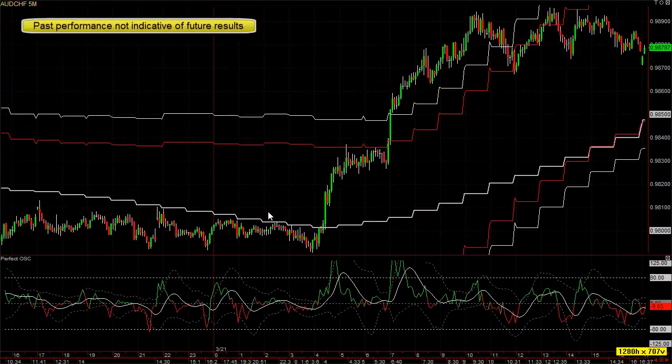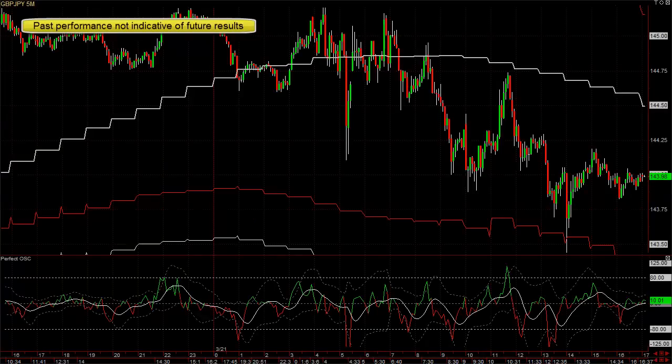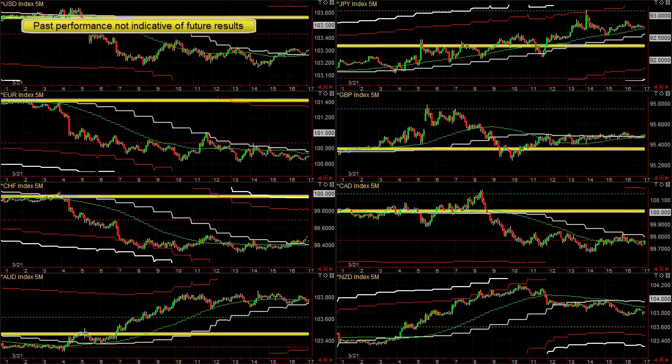And again, if you notice, most of these trades that I've gone over today all worked. So again, you can pay for the software very easily in one day's trading.